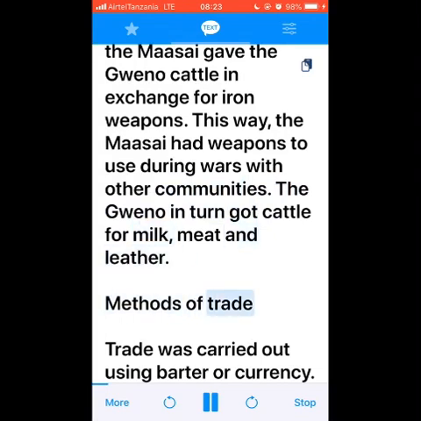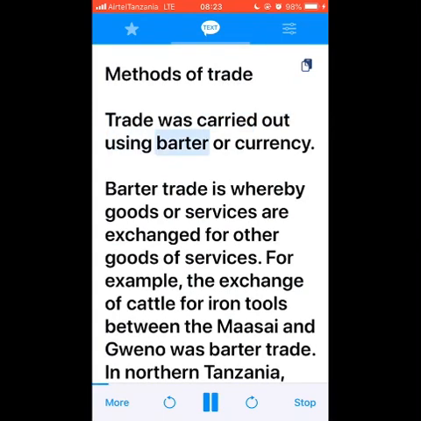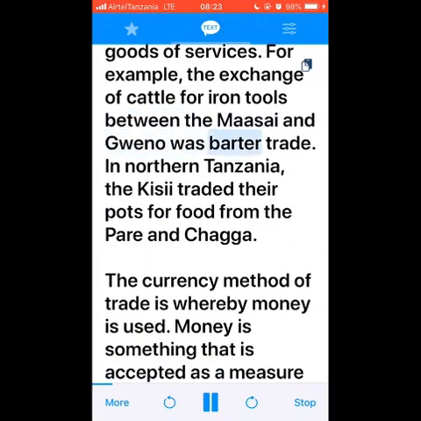Methods of trade. Trade was carried out using barter or currency. Barter trade is whereby goods or services are exchanged for other goods or services. For example, the exchange of cattle for iron tools between the Maasai and Gweno was barter trade. In northern Tanzania, the Kisii traded their pots for food from the Pare and Chagga.